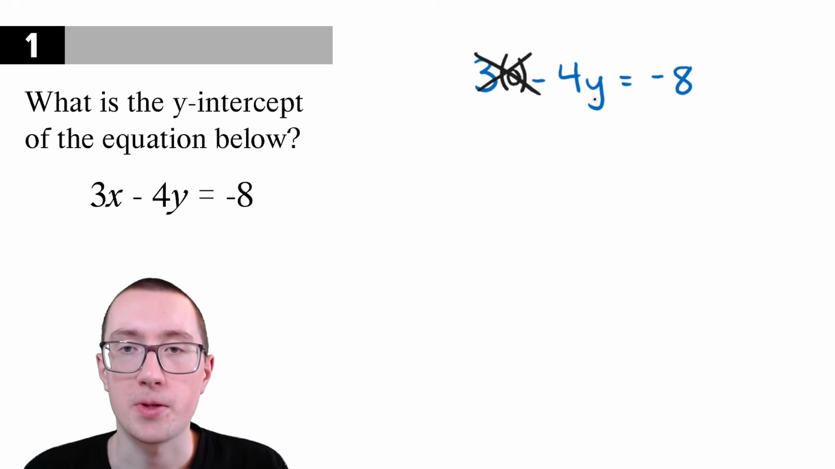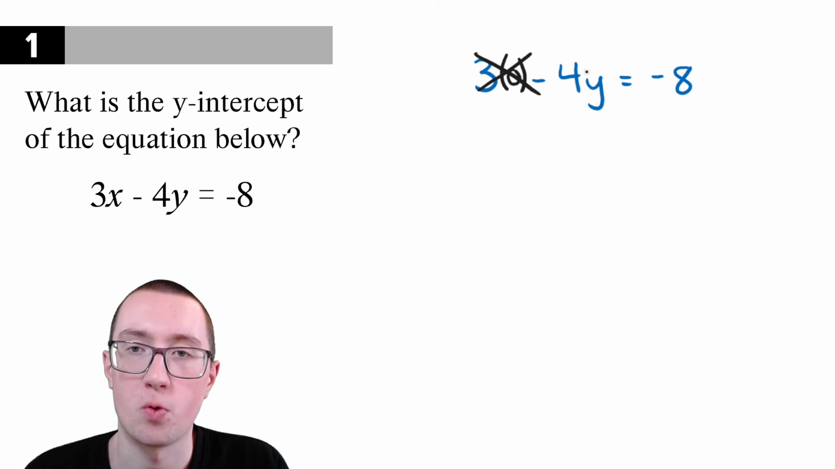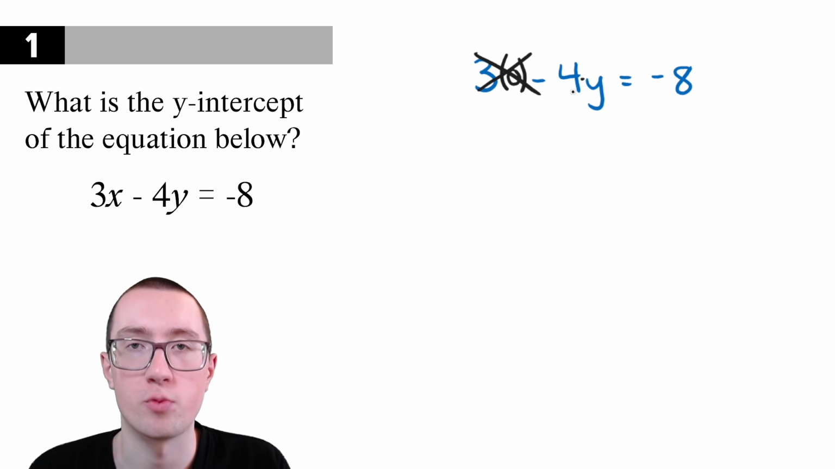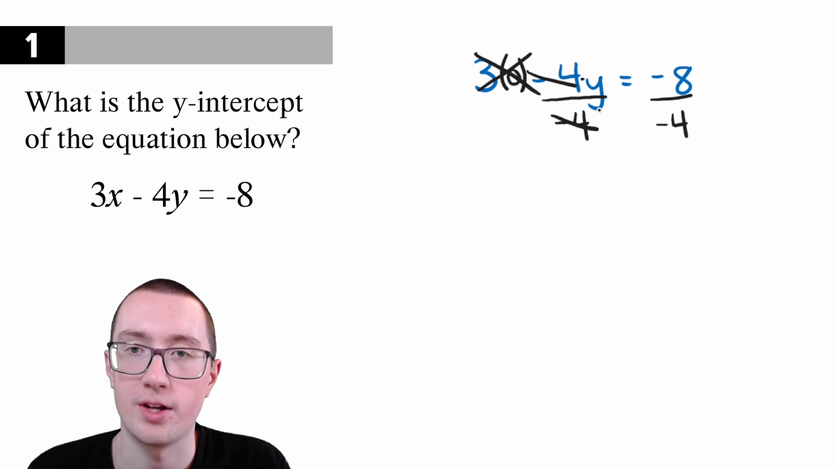So we need to isolate the variable. We need to get y by itself on this side of the equation. And the only thing in its way is this -4. Now, like I said before, there's no sign in between, so this is multiplication. So to get rid of the -4, I'm going to do the opposite of multiplication, which is division, and divide both sides by -4. So the -4's cancel out.